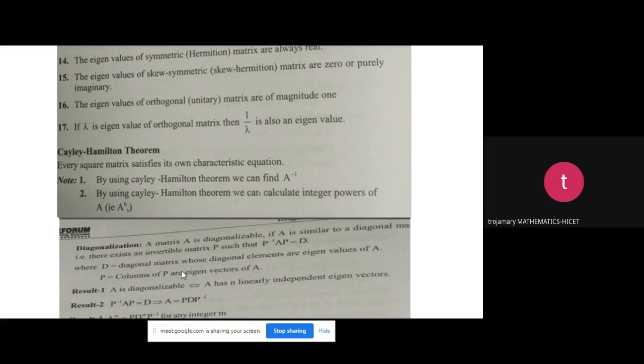Okay, so diagonalization of a matrix. Not every square matrix can be diagonalized. If determinant of A is not equal to 0, that is, for non-singular matrices, the matrix can be diagonalized.